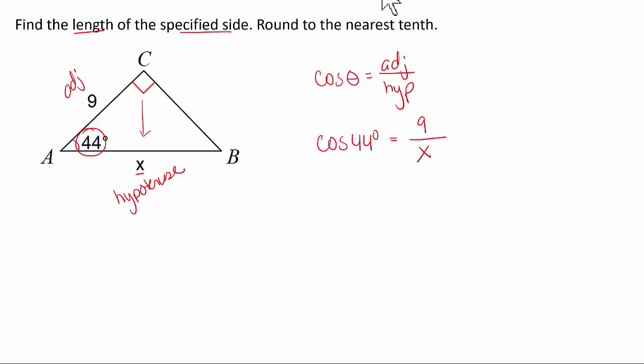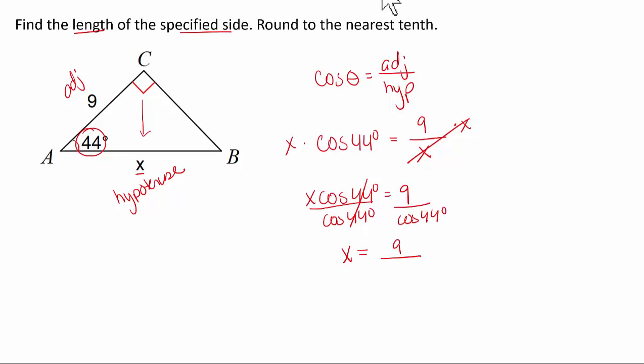So to get x out of the denominator here, we actually multiply by x on both sides, which cancels out here. That gives me x times cosine of 44 degrees equals 9. And then I want to get x by itself, so I'm just going to go ahead and divide by the cosine of 44 degrees. I'm going to do that to both sides. That leaves me with x is equal to 9 over the cosine of 44 degrees.